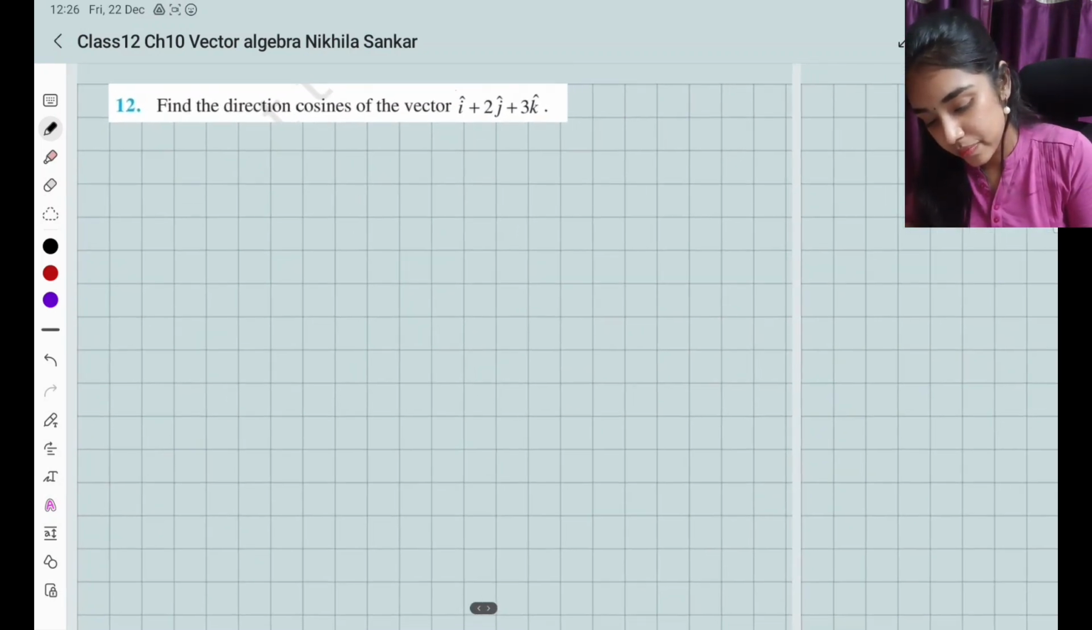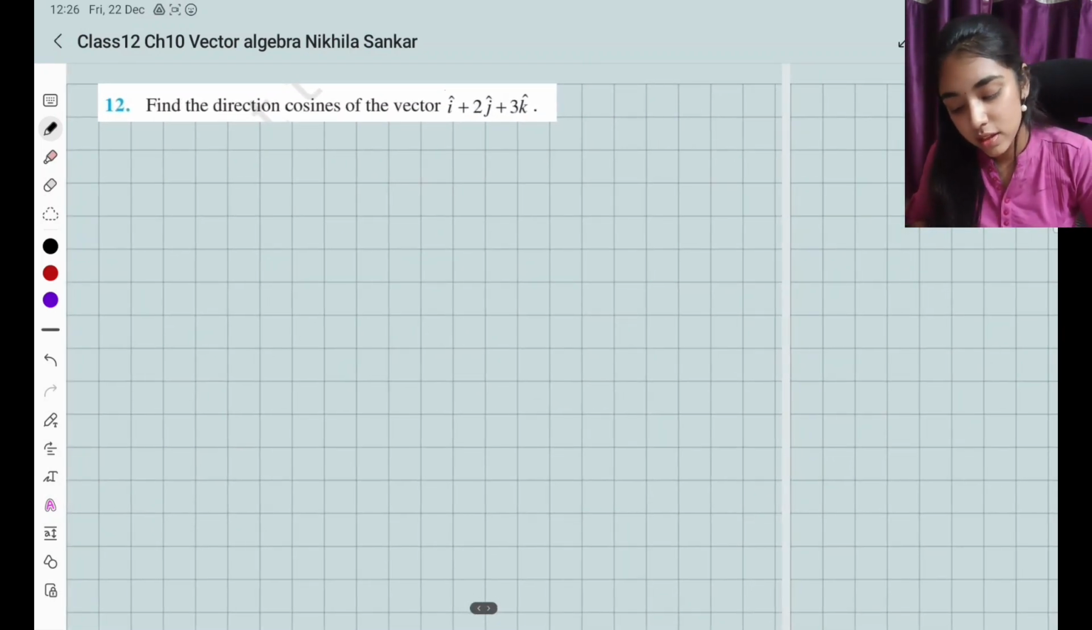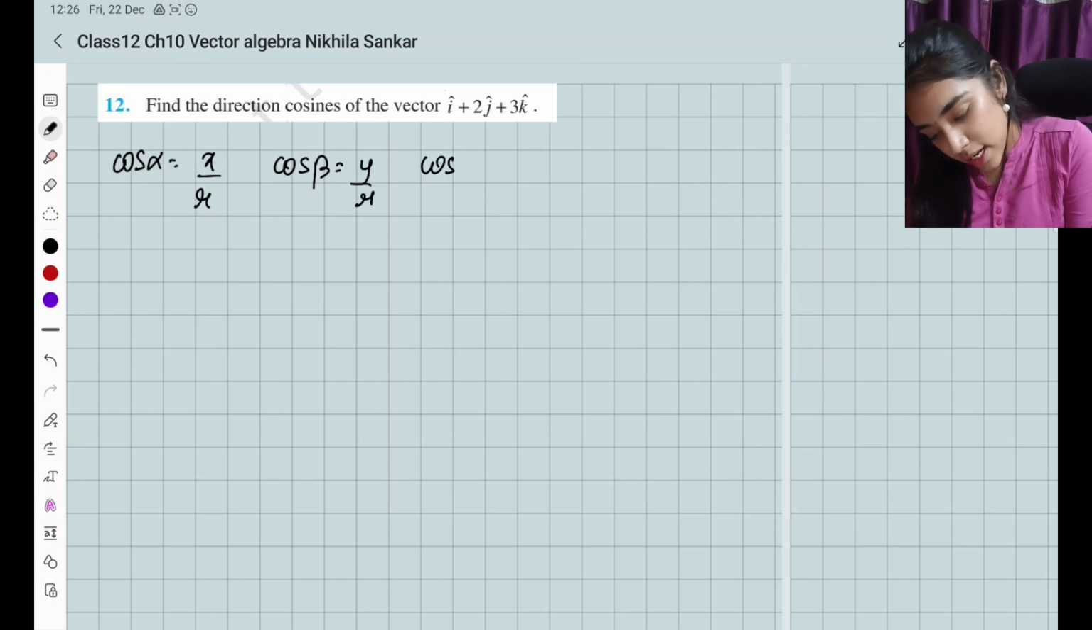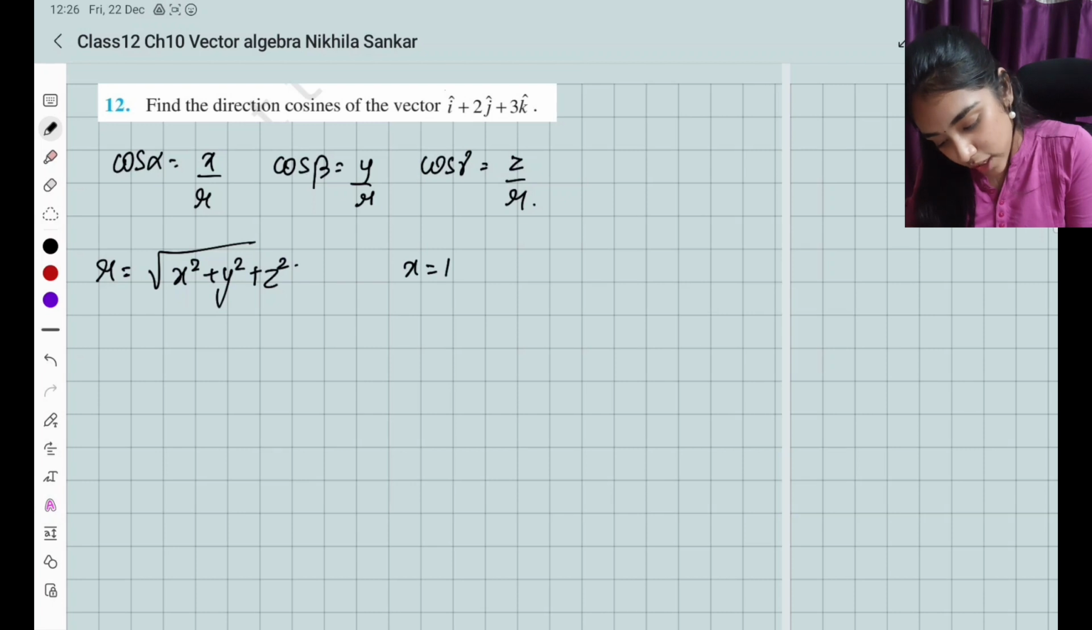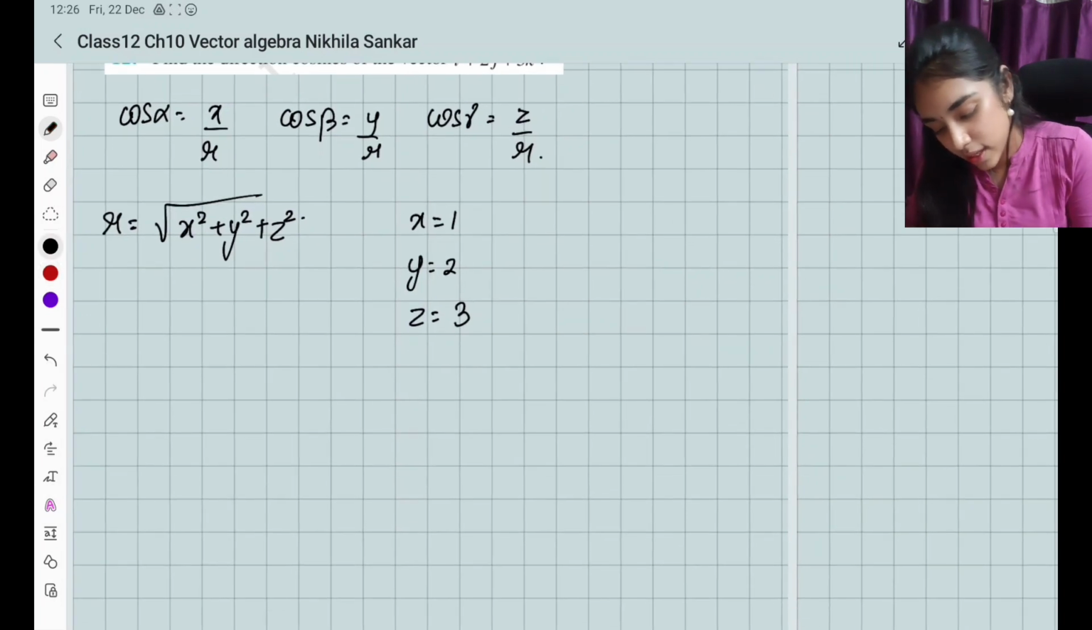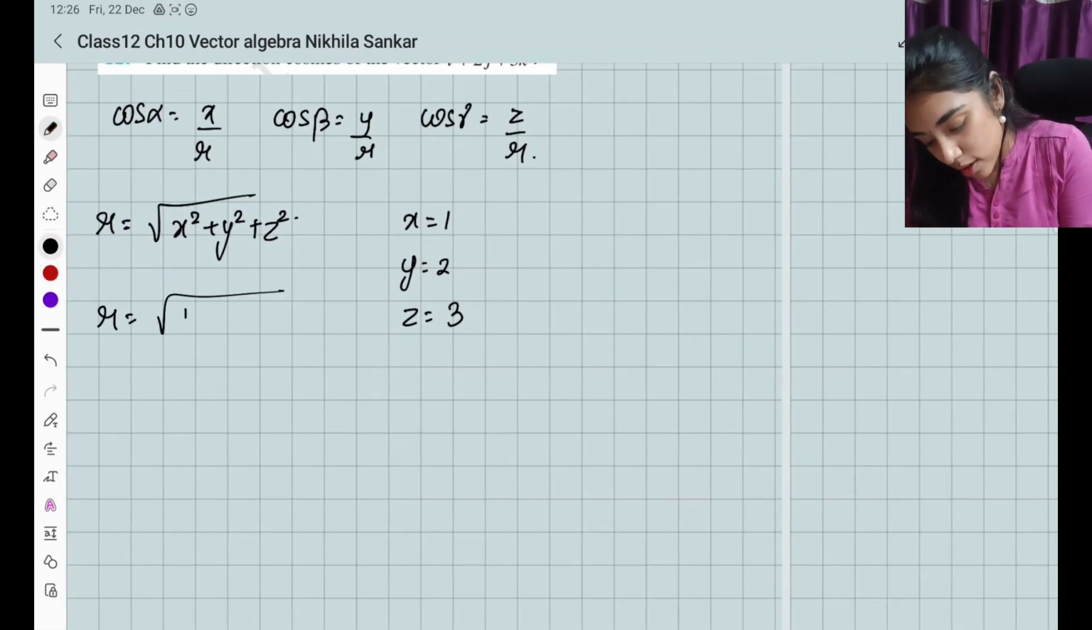Question number 12. Find the direction cosines of the vector i cap, 2j cap, 3k cap. Now, direction cosines: cos alpha is going to be x by r, cos beta equals y by r, and cos gamma equals z divided by r. Now what is the value of r? Square root of x square plus y square plus z square. The value of x is 1, y is 2, z is 3. Understood? This is x, this is y, this is z.